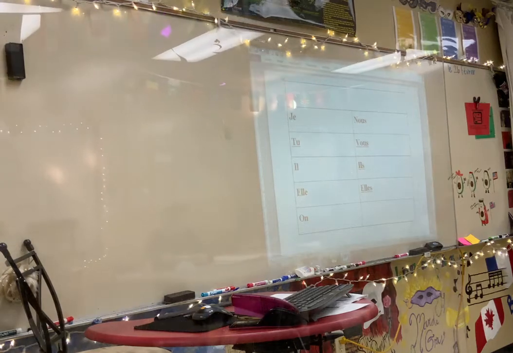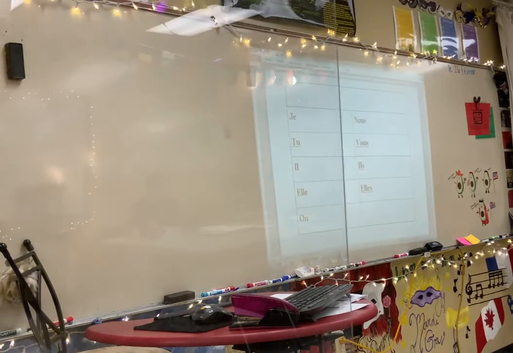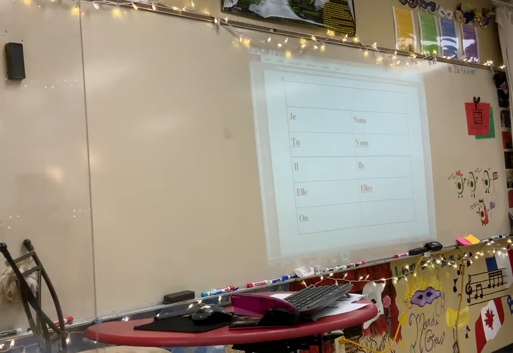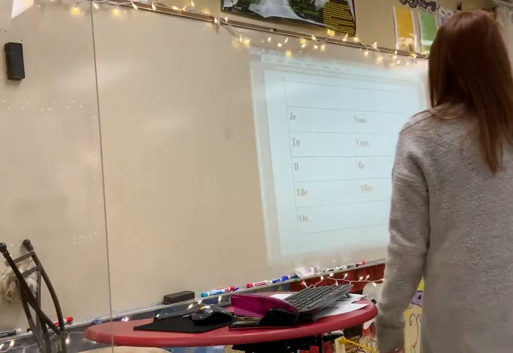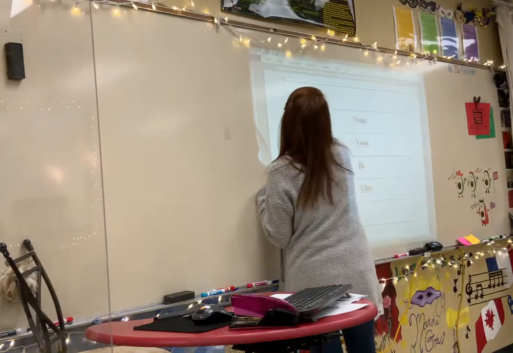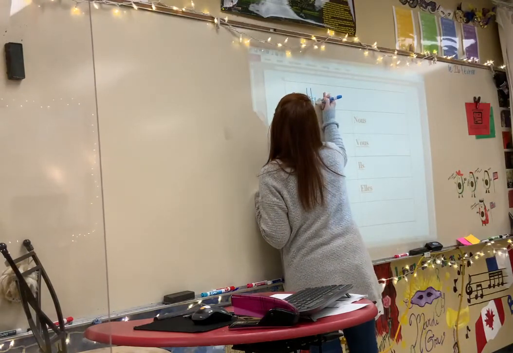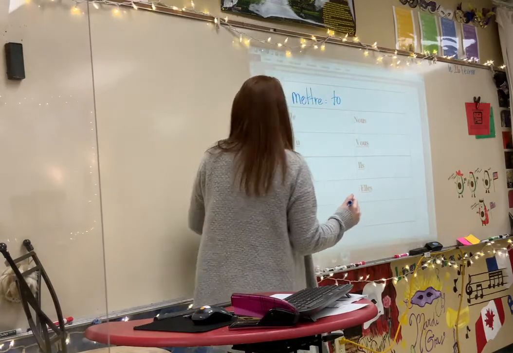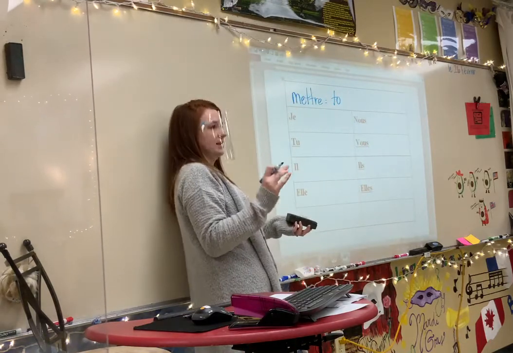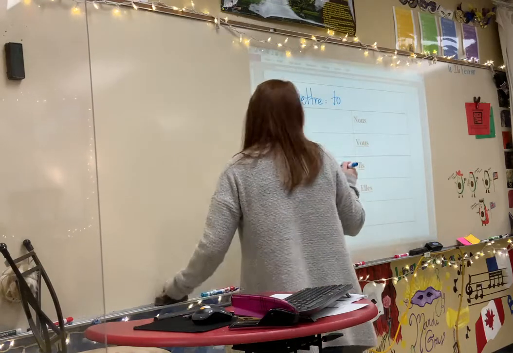What does mettre mean from your vocab list? Oh, it's on the vocab list? Mm-hmm. Does it mean like the boss? No, that's the other one. Nope, that's the other one. It's similar to wear, but it's not the same. To put or to put on, yes.